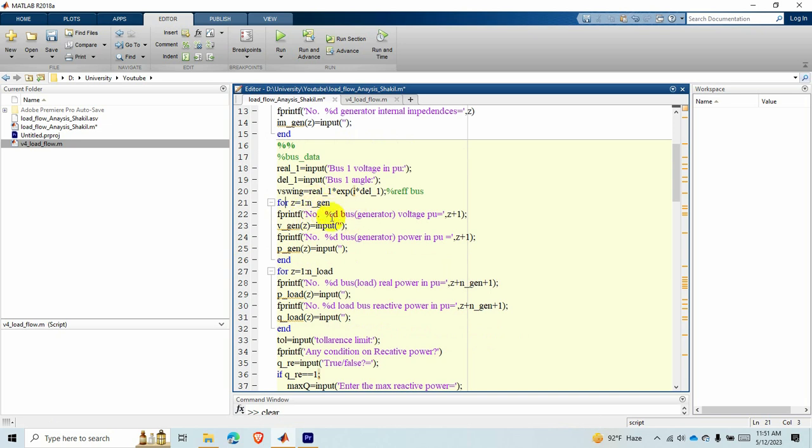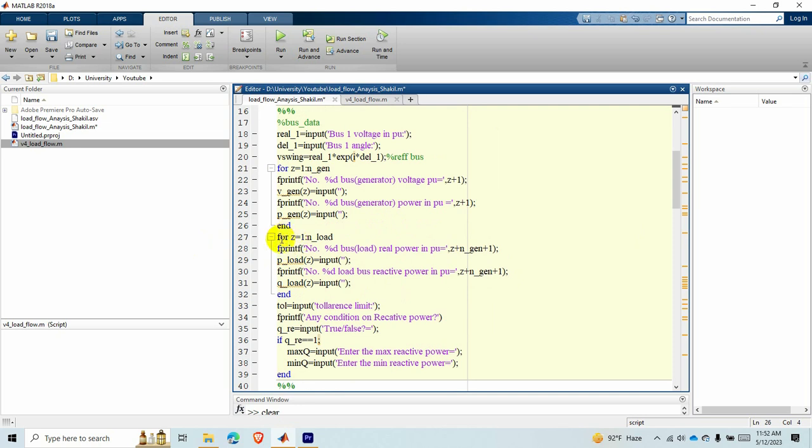The prompt for generator bus voltage in per unit shows that when j is equal to 1, it will show bus number 2 voltage in per unit. That will be stored in Vgen j, and this will show bus number 2 power in per unit, so that will be stored in Pgen.